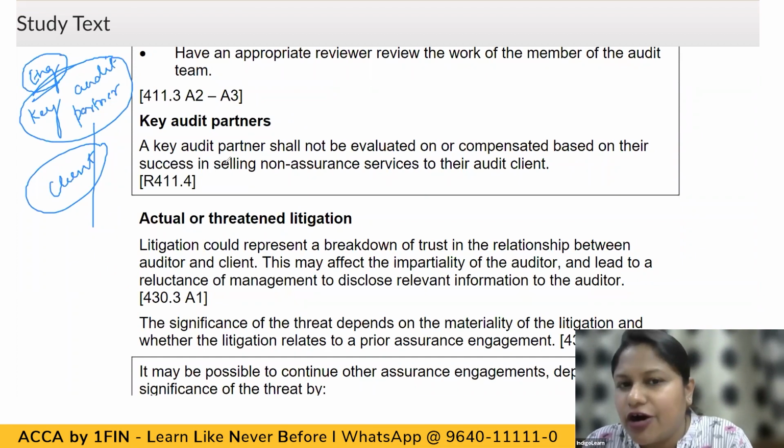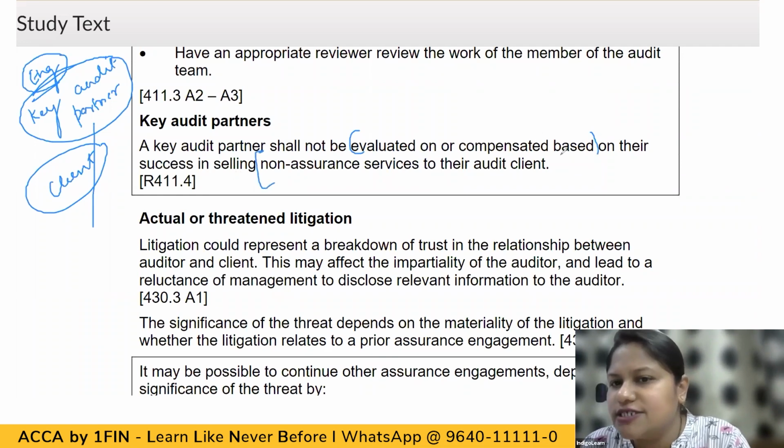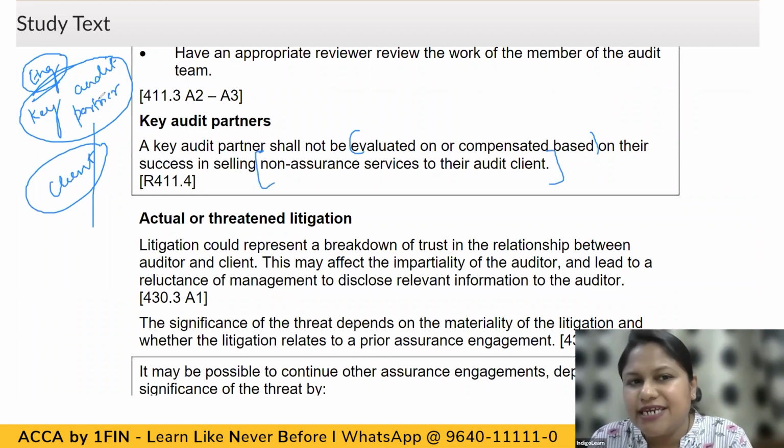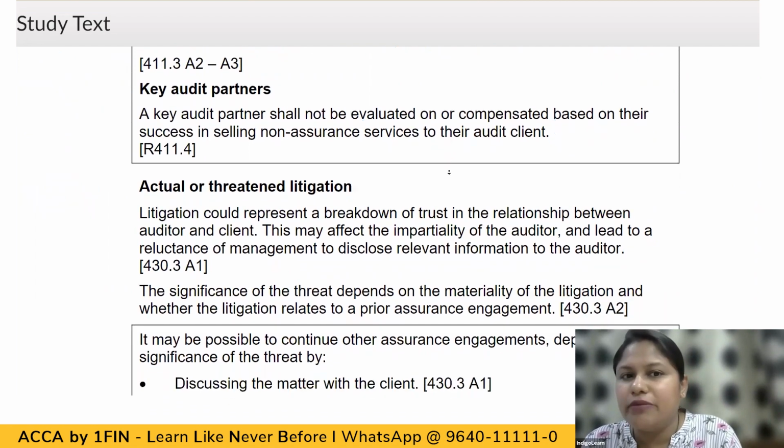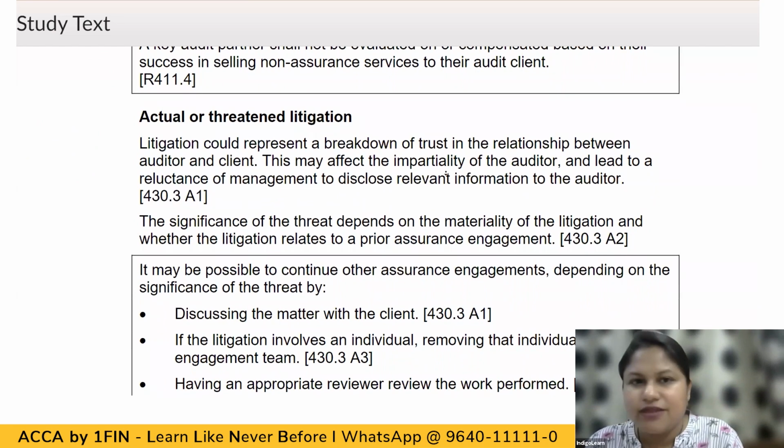Got it? So key audit partners shall not be evaluated or compensated based on their success in selling non-assurance services to their audit client. Basically, the one who's in the field doing the audit will have more of the work to be done. He will have more judgments to be made. So his judgment should not get influenced by this kind of interest. Got it? So more than any other partner, we are focusing this policy on the key audit partner. Okay? All right.